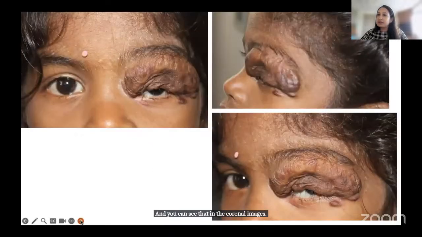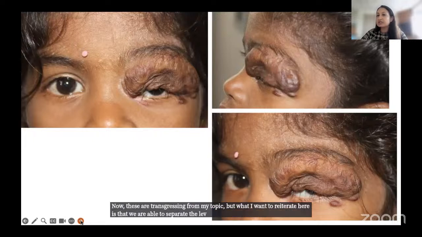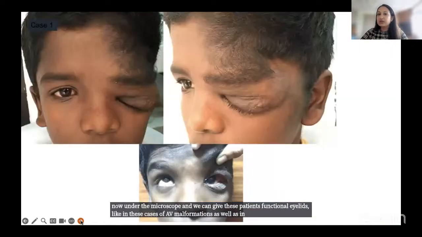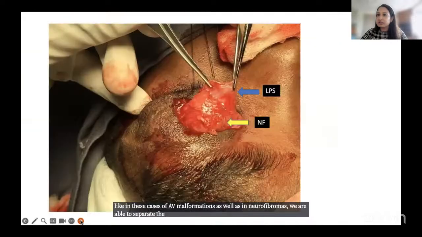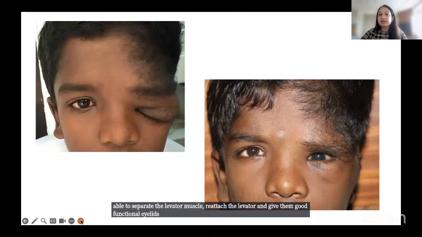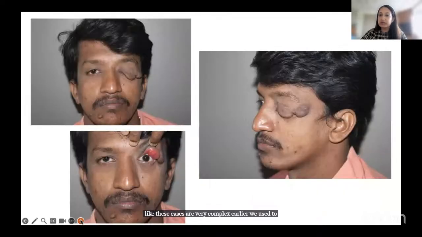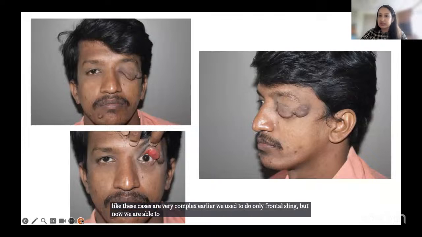Now, these are transgressing from my topic, but what I want to reiterate here is that we are able to separate the levator muscle in these complex cases also now under the microscope, and we can give these patients functional eyelids, like in these cases of AV malformations as well as in neurofibromas. We are able to separate the levator muscle, reattach the levator, and give them good functional eyelids. These cases are very complex. Earlier, we used to do only frontalis sling, but now we are able to resect the levator and give them functional eyelids.